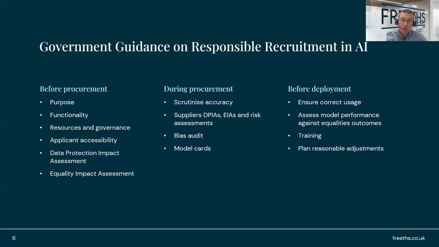Going back to the use of AI in terms of designing adverts, targeted advertising. If you're using targeted advertising, are there equality risks there in terms of who you're targeting and, more importantly, who you're excluding? So those are all things to think about before procurement.